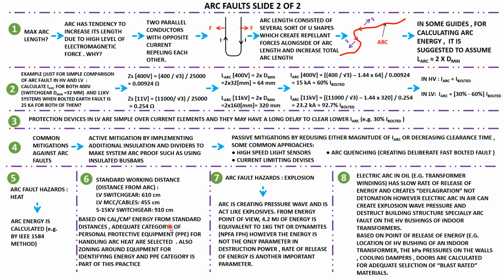Based on the calories per square centimeter of energy at a standard distance, the adequate category of personal protective equipment, PPE, for handling arc heat is selected. Also zoning around equipment for identifying energy and PPE categories. Part of this practice is very detailed, but basically both of these deal with the excessive heat from the arc.